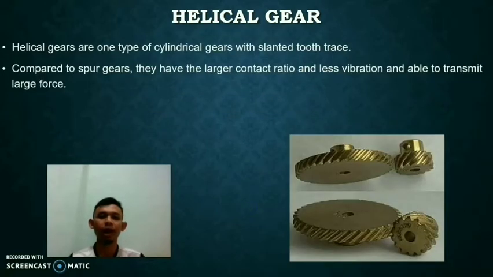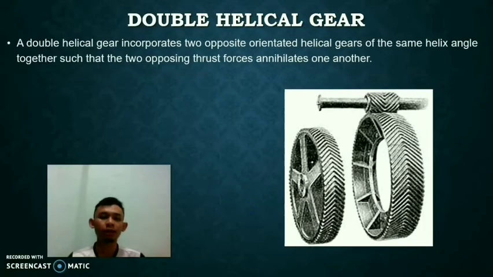Next is helical gear. Helical gears are one type of cylinder gear with slanted teeth. Compared to spur gear, they have a larger contact ratio and less vibration and are able to transmit large force. A pair of helical gears has the same helix angle but the opposite helix hand. Next is double helical gear. A double helical gear incorporates two oppositely oriented helical gears of the same helix angle together such that the two opposing thrust forces annihilate one another.